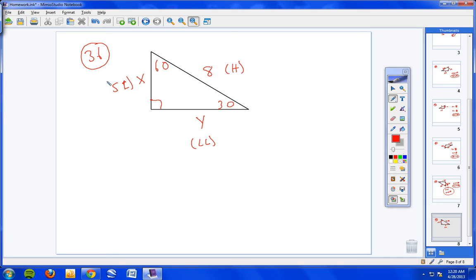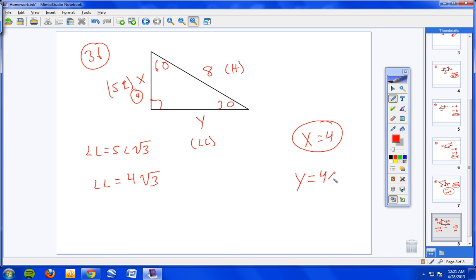Now, what did I just mention to you? If you know the hypotenuse, you know the shorter leg really, really quick. The hypotenuse is always twice as big as the shorter leg. So if the hypotenuse is 8, then this side over here has to be 4. So there's one answer, x equals 4. Now we got to find the longer leg, and there's a formula that we know. It's longer leg equals shorter leg times the square root of 3. So the longer leg, which is y, equals 4 square root of 3.